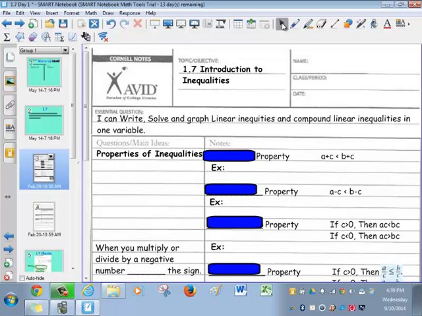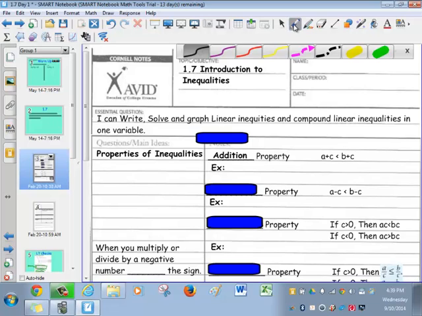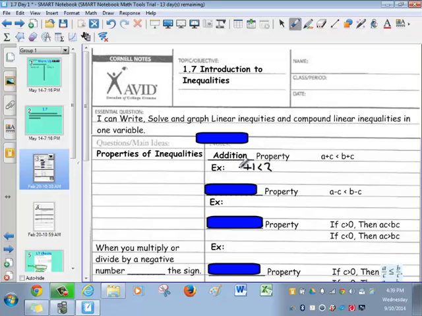The first property of inequalities is called the addition property of inequalities. This right over here is a plus c is less than or equal to b plus c. I'm going to give you an example. Let's say we have 1 is less than 2. We can all agree that 1 is less than 2. Well, if we add the same thing to both sides, let's add 3 to both sides, the left side will still be less than the right side. So here we got 4 is less than 5. See, nothing changed when you add the same thing to both sides.